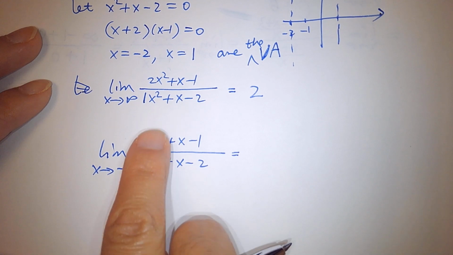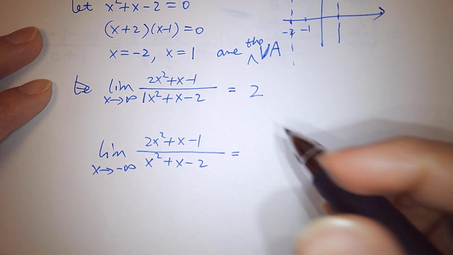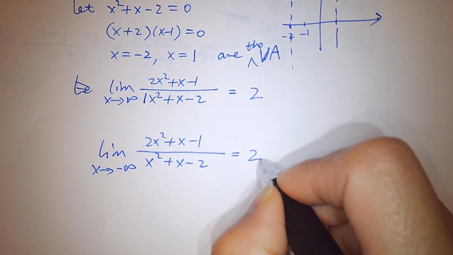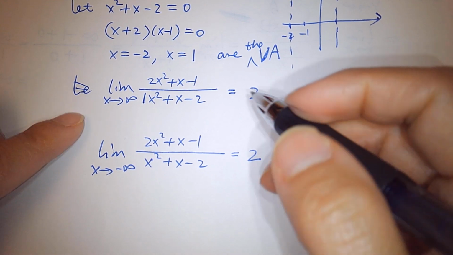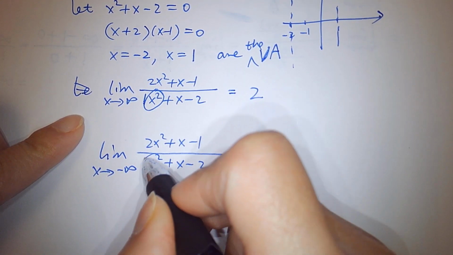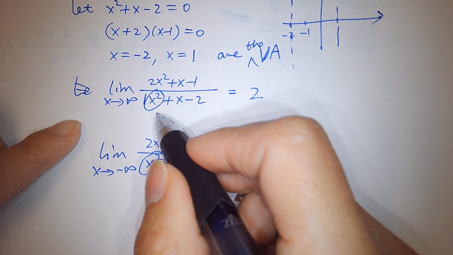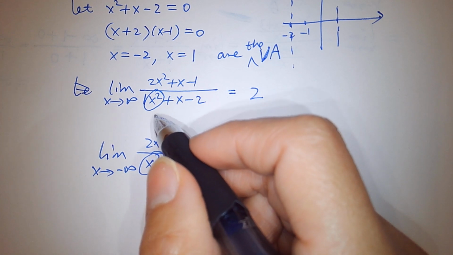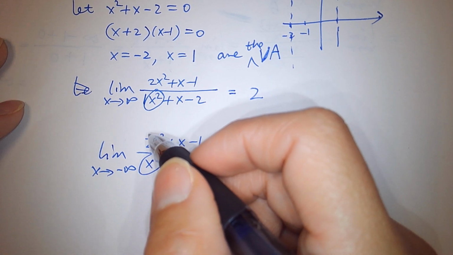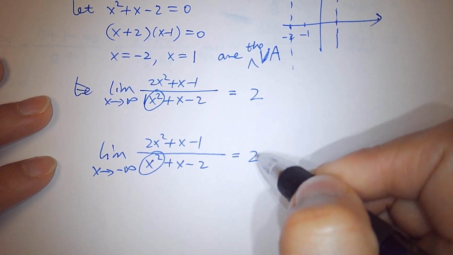Same thing here. When x goes to negative infinity, it's 2. Or if you don't know the shortcut, divide both top and bottom by x squared, just like we have done, and do it. It's kind of tedious, but you'll still get the same answer eventually.